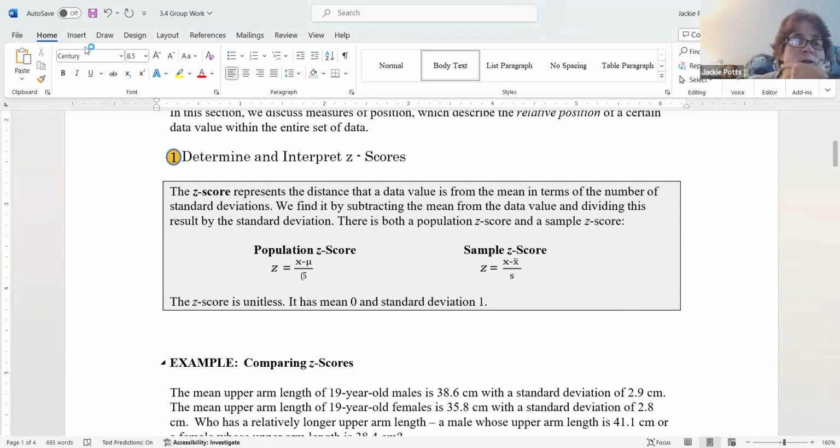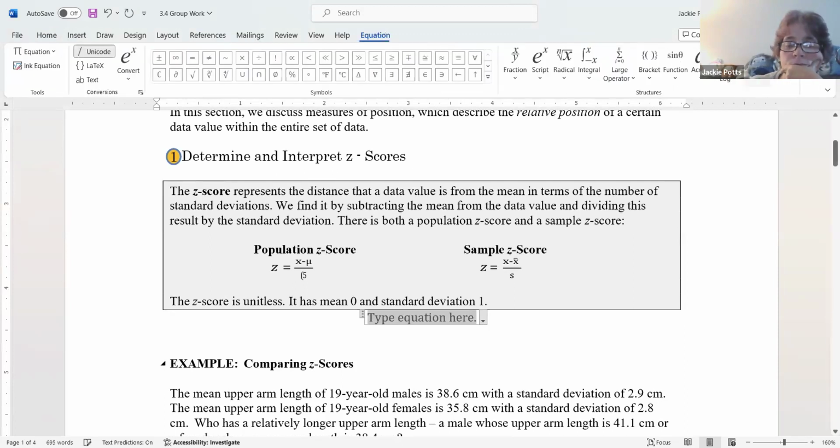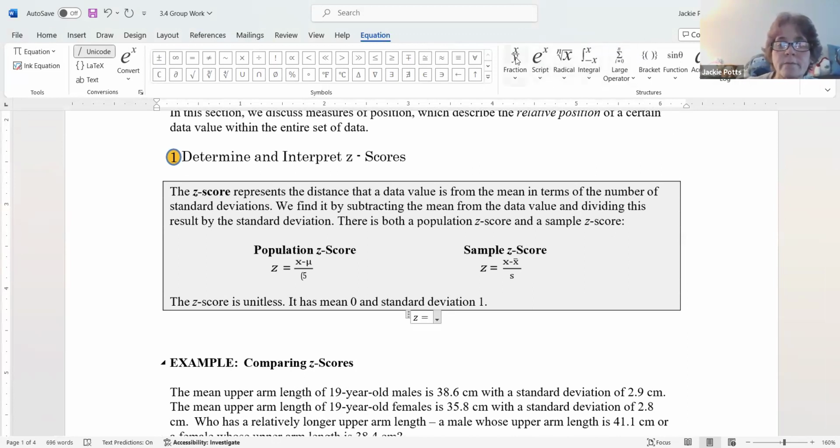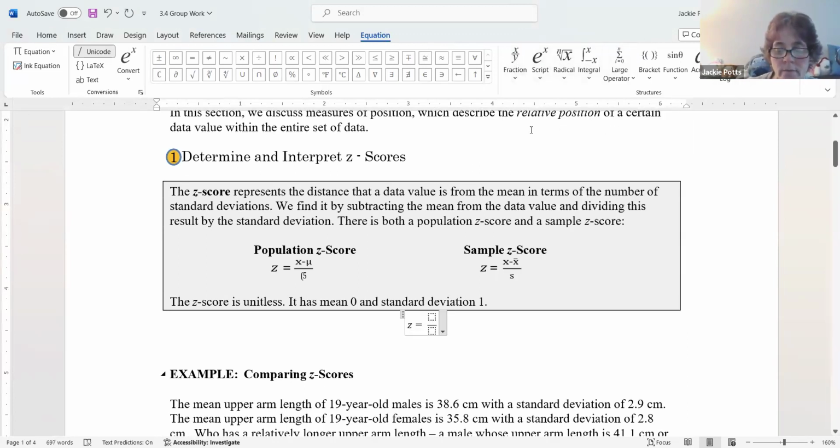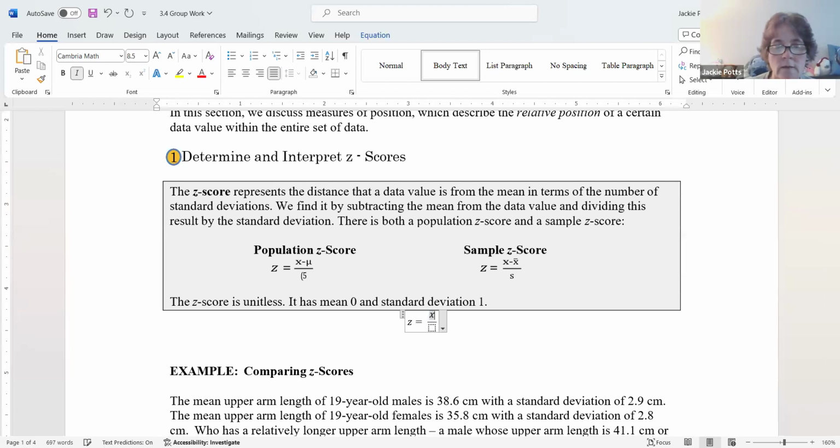All right, let me insert a formula. The z equals x minus the mean over the standard deviation. That's how I state it, period. Because it doesn't matter if you're talking a population mean or sample, population z-score versus a sample z-score, it's always going to be the x value minus which mean you have. And if you have a sample mean, means you really should have a sample standard deviation. So I just kind of cut it to the chase with this formula.